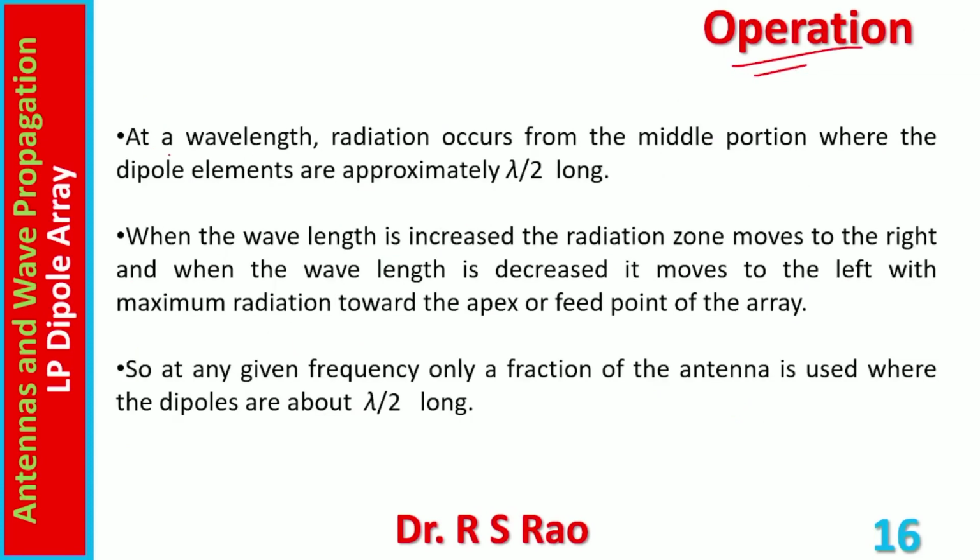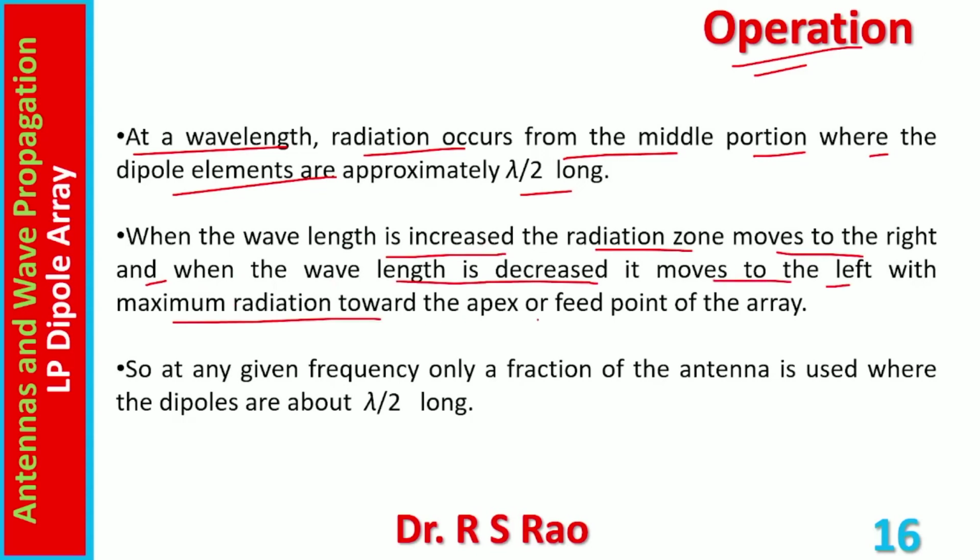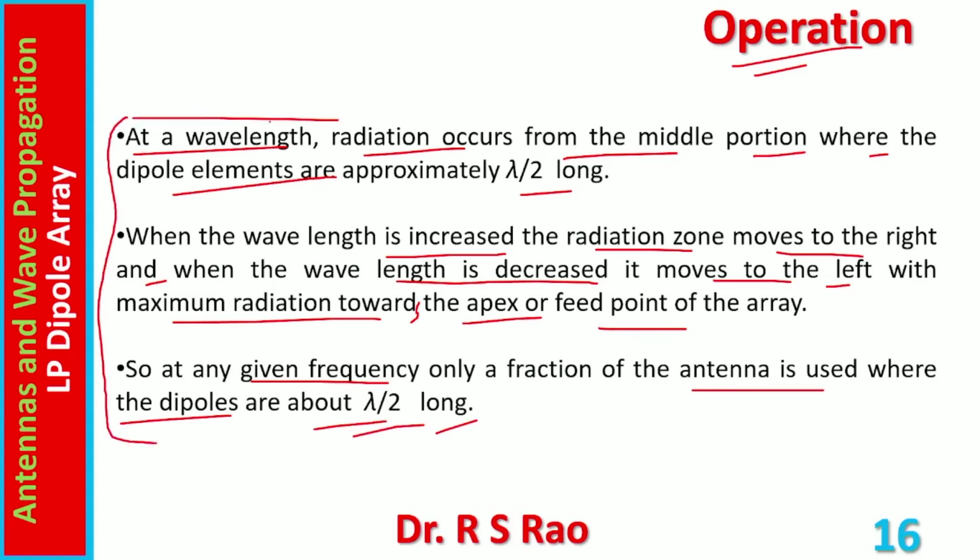A few points regarding operation. At a given wavelength, radiation occurs from the middle portion where the dipole elements are approximately lambda by 2 long. When wavelength is increased, the radiation zone moves to the right, and when wavelength is decreased, it moves to the left, with the maximum radiation towards the apex or feed point of the array. So at any given frequency, only a fraction of the antenna is used, where the dipoles are about lambda by 2. This gives beautiful information regarding the functioning of the log periodic dipole array.